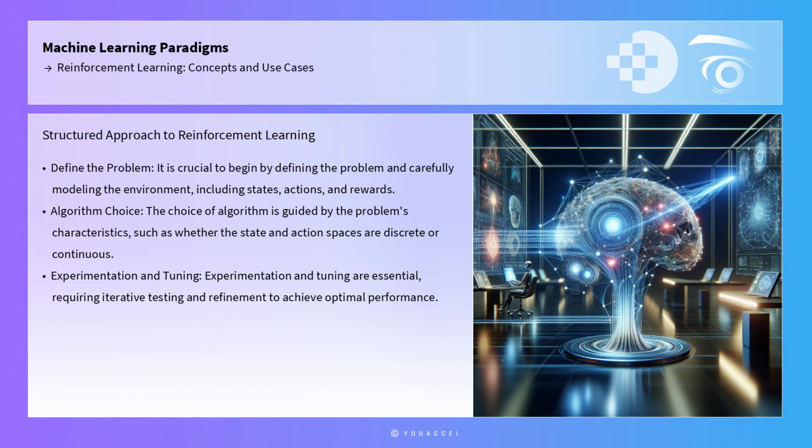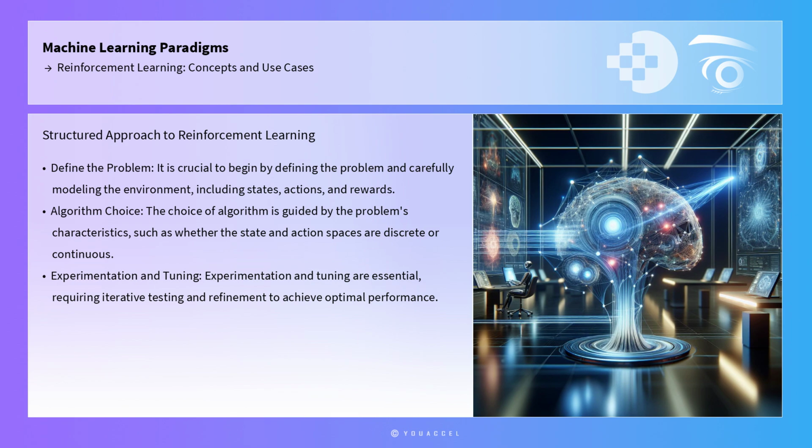To effectively apply reinforcement learning in a professional setting, it is crucial to follow a structured approach. This typically begins with defining the problem and carefully modeling the environment, including states, actions, and rewards. The choice of algorithm is then guided by the problem's characteristics, such as whether the state and action spaces are discrete or continuous. Experimentation and tuning are essential components of the process, requiring iterative testing and refinement to achieve optimal performance.